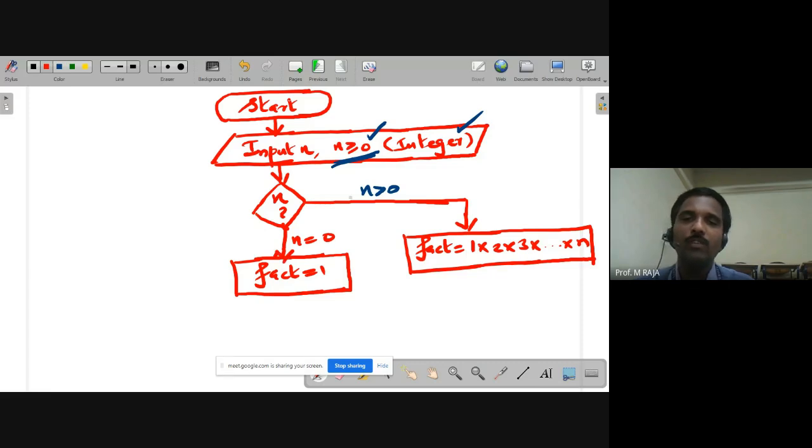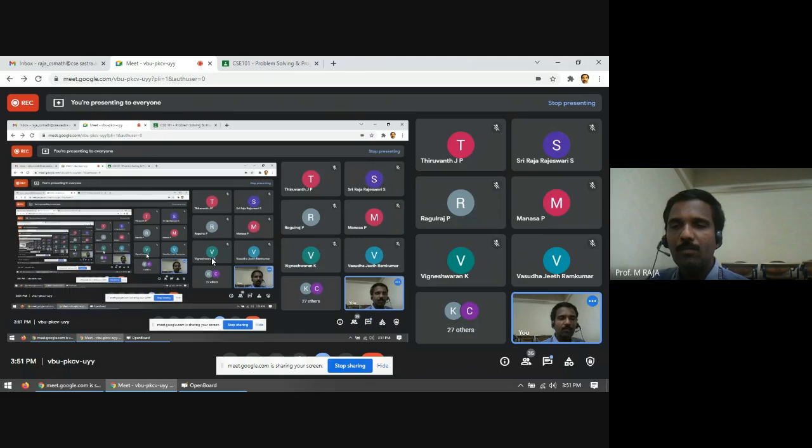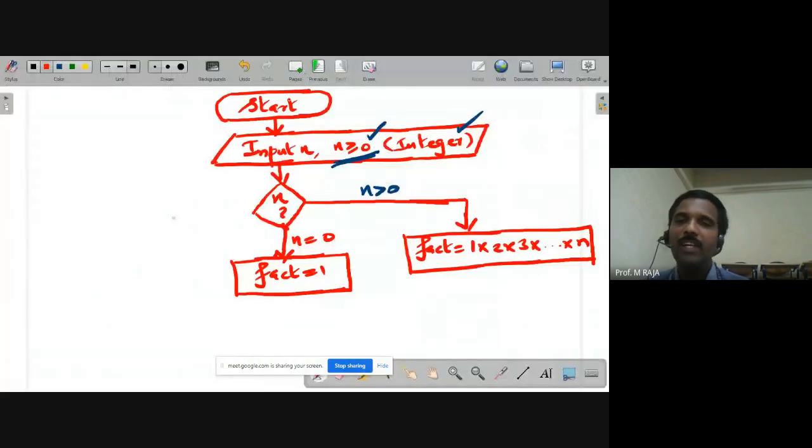N is equal to 0, we put, and n greater than 0, we put. Then the fact has been computed, assuming that the product of n numbers is computed in a single statement like that. Next, we write how to find the actual value of fact by finding the product of n numbers, 1 into 2 into 3 into etc. n. I write that as the next problem, finding the product of first n natural numbers. Just keep it as it is. Fact is equal to 1 into 2 into 3 into etc. n. In this case, fact has been computed based on the value of n.